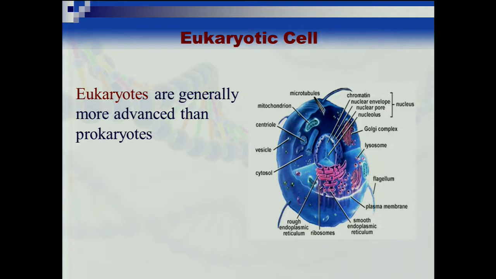So this is an advanced cell. You have a nucleus. Inside the nucleus, you have the genetic information, or everything is placed inside the nucleus. Why I'm stressing that is, if you want to get information out from the cell, you not only have to break open the cell wall, you have to get the DNA material out.